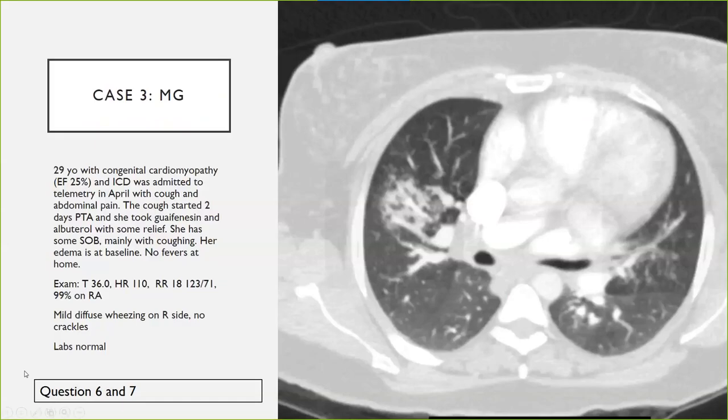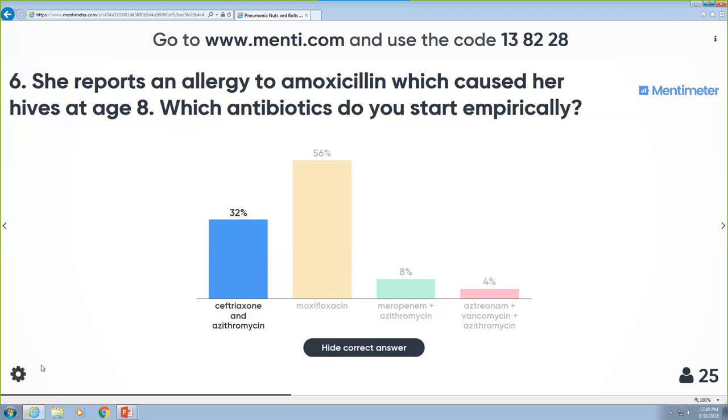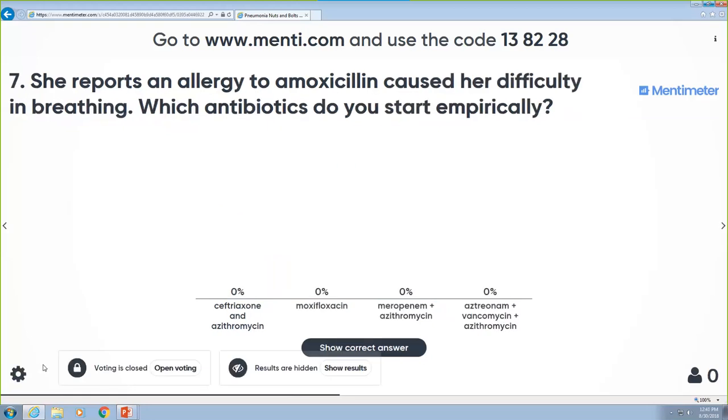Oh, we didn't do question 7 yet, sorry. So now her allergy to amoxicillin caused her difficulty in breathing. Does anyone want to change what they want to do? Before it was just hives, now she says she has trouble breathing. Ten seconds.